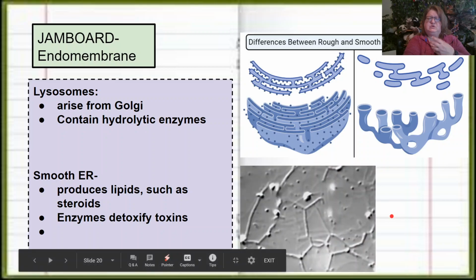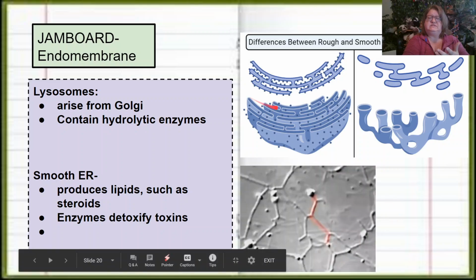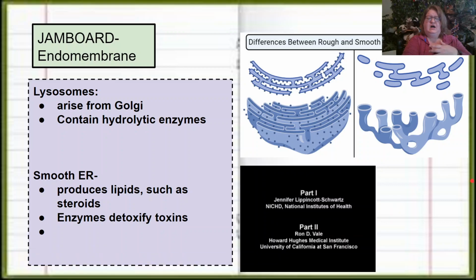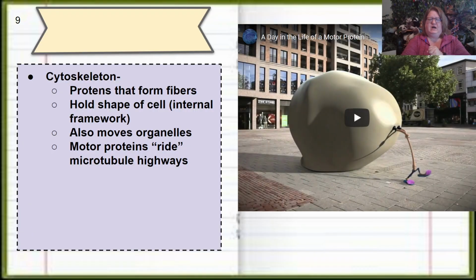One thing I hope you guys get and understand is that these organelles are going to be dynamic. They're not these static pictures. They actually change, which is kind of weird to wrap your head around. At this point, we're going to move on, but this video we're going to watch at the end of class, and I want you to be able to identify some of the organelles that we watch.